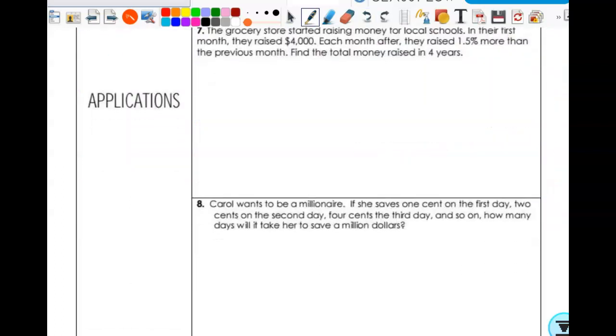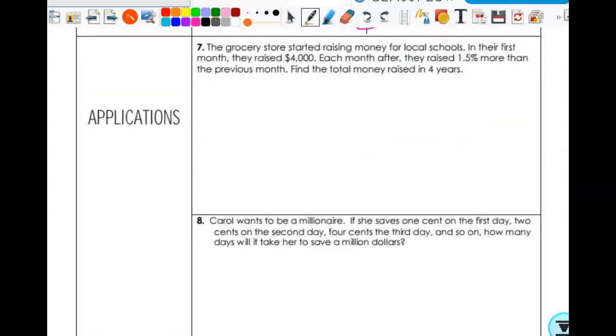Let's look at these applications. So a grocery store started raising money for local schools. In their first month, they raised $4,000. Each month after, they raised 1.5% more than the previous month. Find the total money raised in 4 years. Okay? So how much money did they raise?